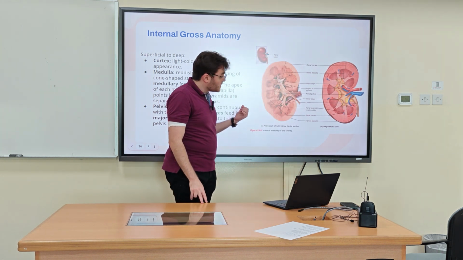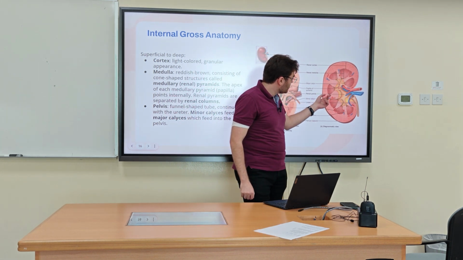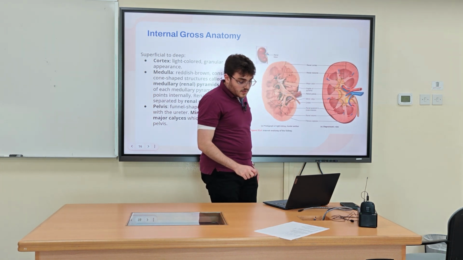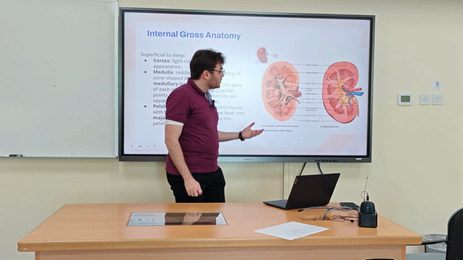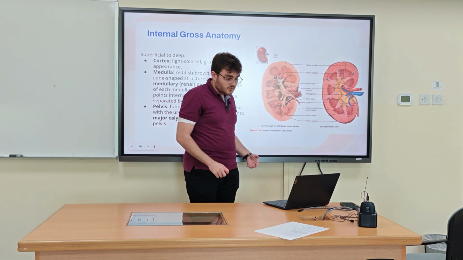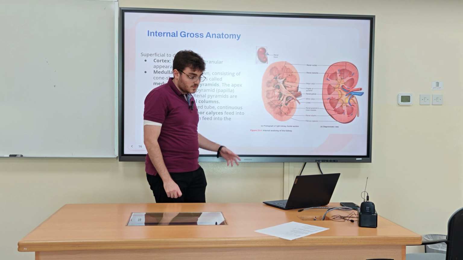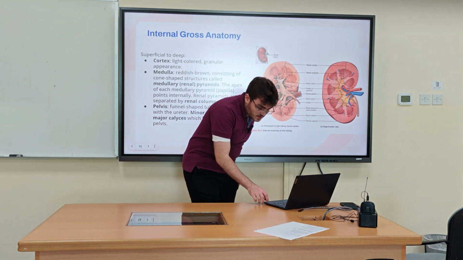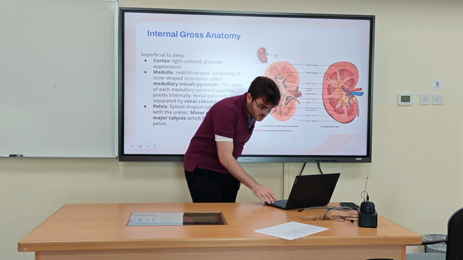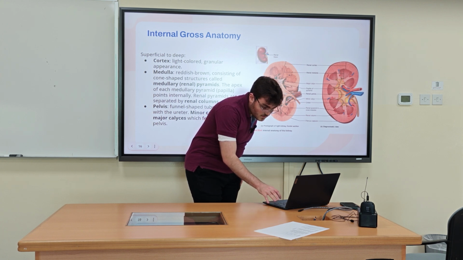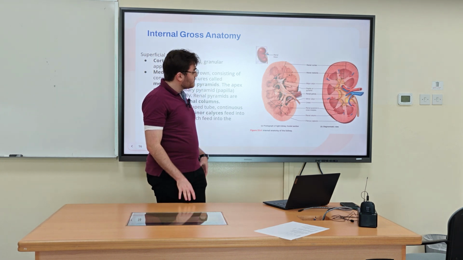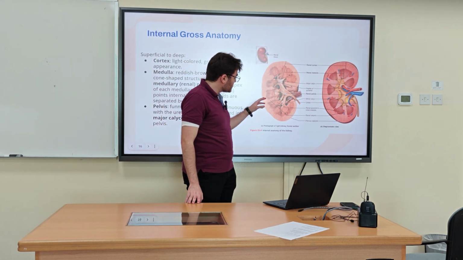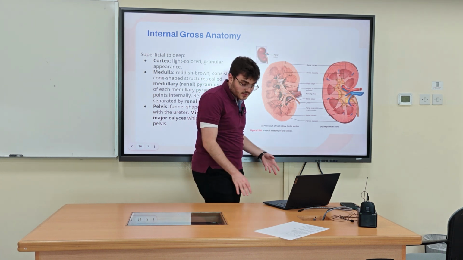Also, the pyramids appear striped. If you look at this image here, they appear to have small lines because they are almost entirely composed of parallel bundles of microscopic urine-collecting tubules. Also, approximately each pyramid constitutes a lobe of the kidney, so there are approximately 8 lobes in each kidney.